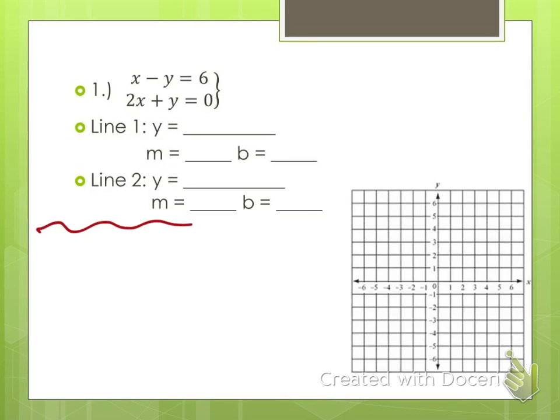at the bottom. So for line 1, I have x minus y equals 6. And I need to get y alone. This is the same thing we were doing in the warm-up. Who can help me out on this one? My first step for getting y by itself.